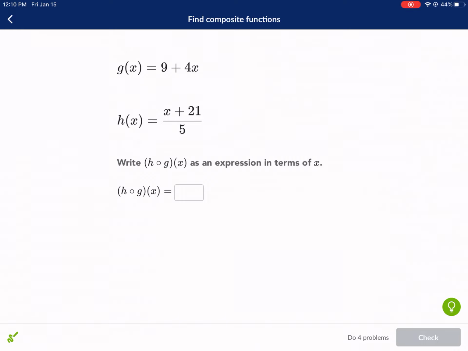We are doing find composite functions today. It's similar to the other Khan Academy exercise called evaluate composite functions. I think it's the same thing. Let's go ahead and find out.